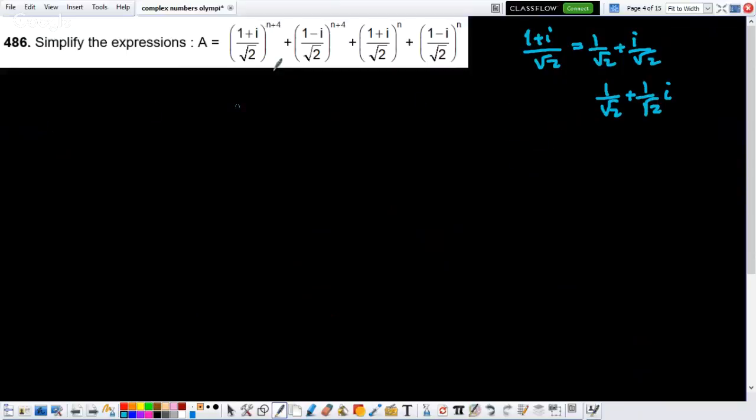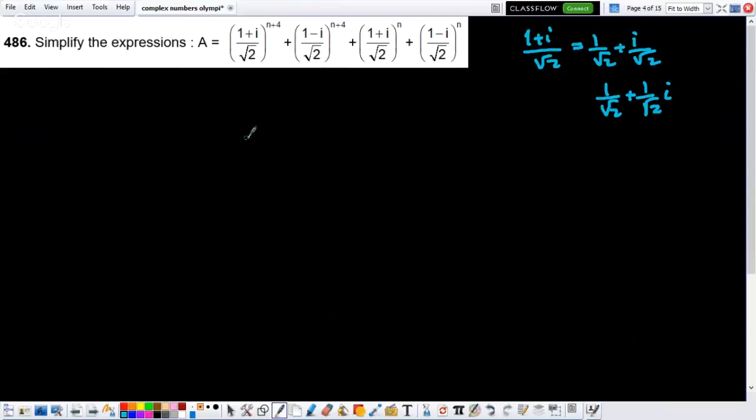Then here, 1 plus i over root 2 to the power of n plus 4, plus 1 minus i over root 2 to the power of n plus 4, plus 1 plus i over root 2 to the power of n plus 1 minus i over root 2 to the power of n. How to solve these questions? Of course, we don't know the n value. That's why we are going to try to get it in terms of n, because there is addition here. If it is multiplication, we will try to multiply them. But if it is addition, you should take a common term in parentheses for this kind of question.